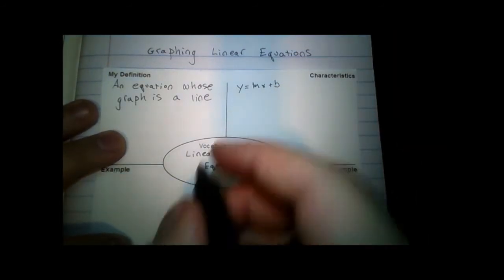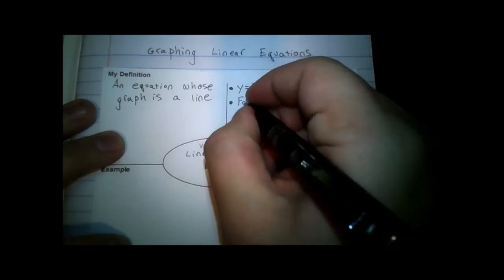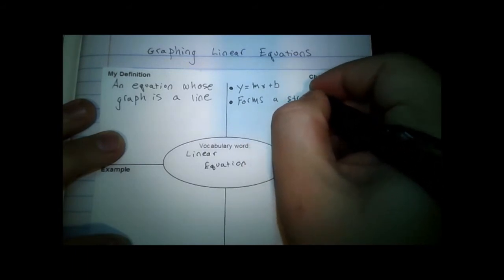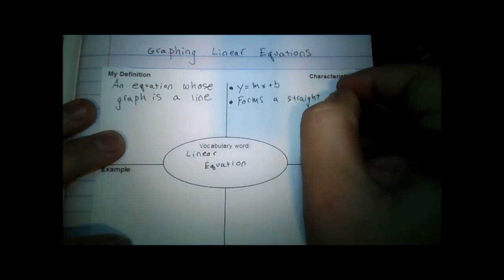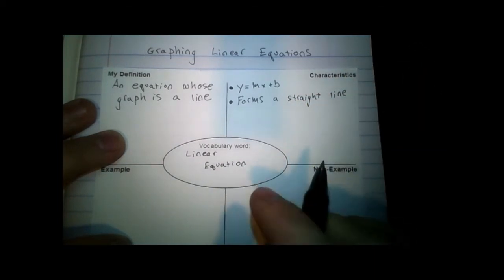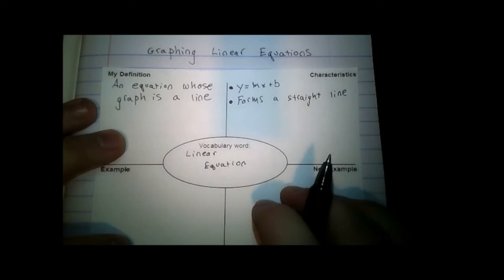Okay. Another characteristic is that it forms a straight line. So it's not going to be curved, it's not going to go up and then down, it's just going to be a straight, constant line.